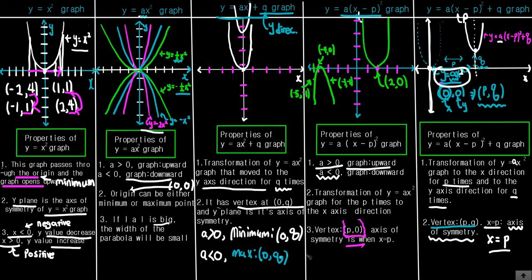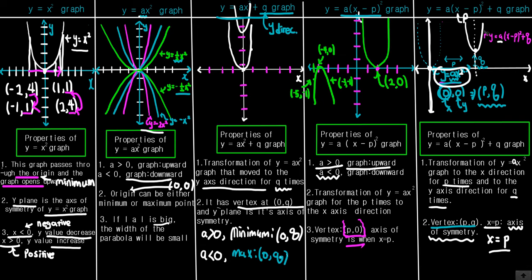And if I give an example for y is equal to a times x minus p squared plus q's graph, before you think about our examples for this function, let's think in terms of this form of our quadratic function. For this quadratic function, y is equal to a times x minus p squared plus q, we call this the vertex form.